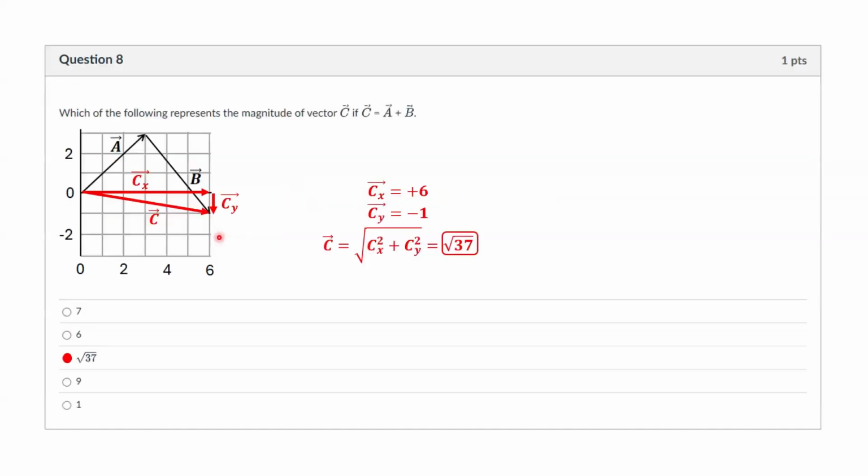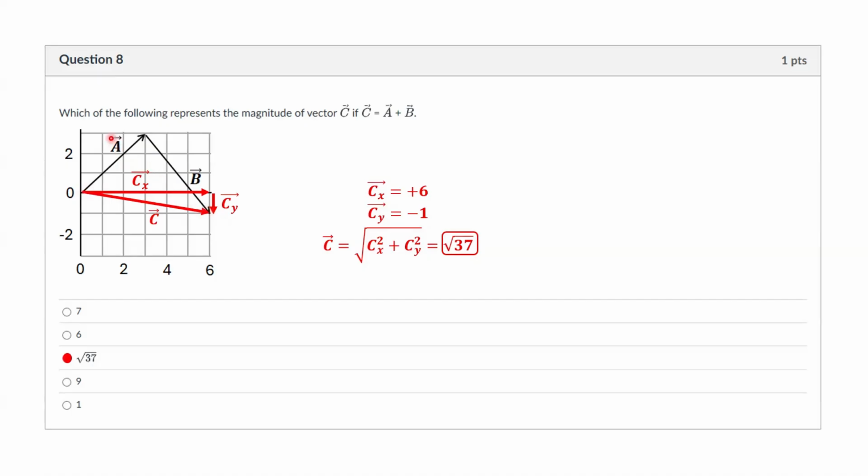Okay, question 8. Which of the following represents the magnitude of vector C if vector C is equal to vector A plus vector B? I think this is almost identical to a quiz question on quiz 3 rather. Sorry, we're on quiz 3 stuff now. So graphical addition of vectors, they're already in a tip to tail arrangement, meaning vector A's tip is placed on the tail of vector B for us. We don't have to move anything around in our heads.